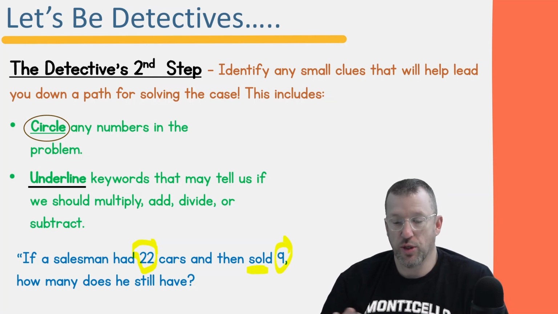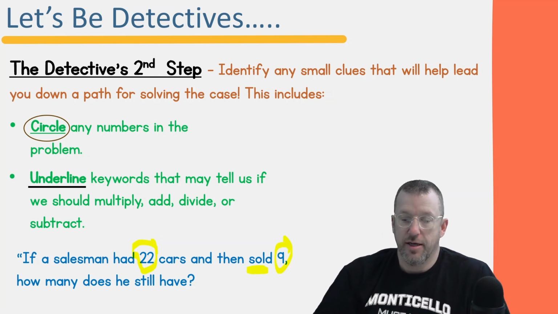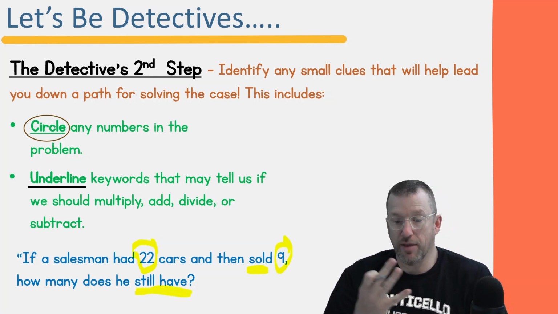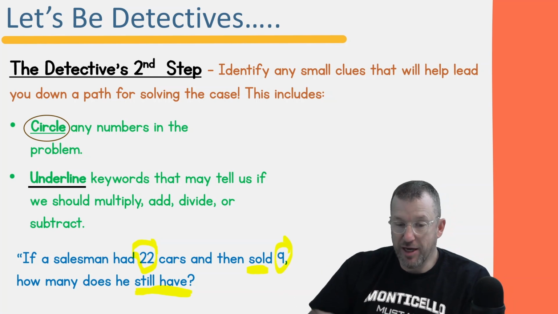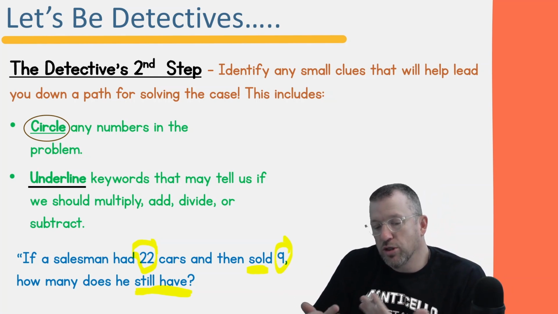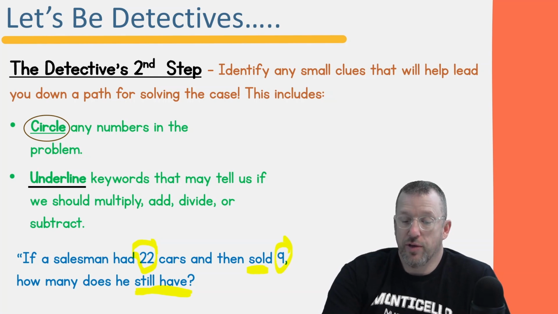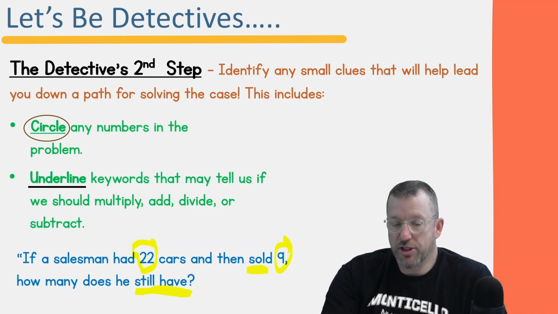If I have something, I sold it, I got rid of it. All right. How many does he still have? That means it's referencing that there was something there and he got rid of something. How many does he still have? So there's 2 words right there that kind of give us a clue on what we might be doing for our problem. What kind of operation are we going to do?